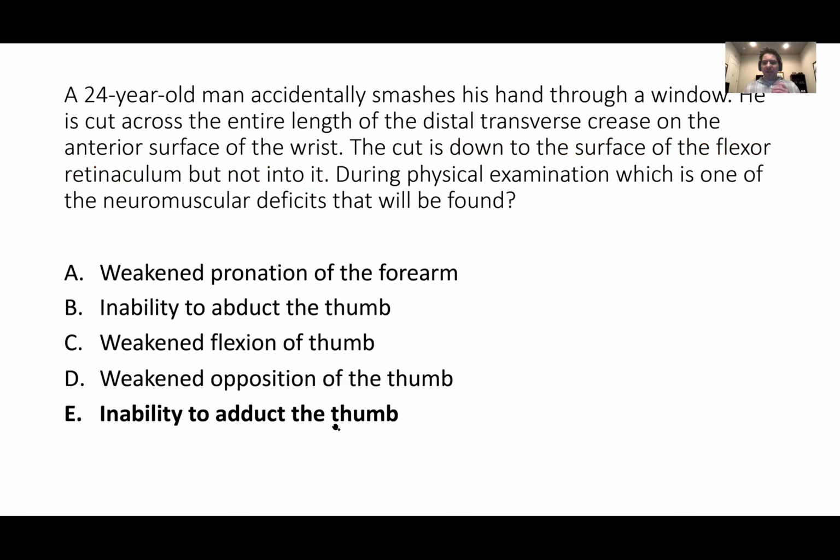Now, this is another tricky thing, because if you think about this, well, the ulnar nerve kind of deals with the medial aspect of the hand, right? Digits 4 and 5. What does the ulnar nerve have to do with the thumb?